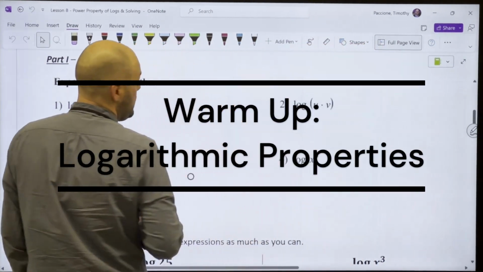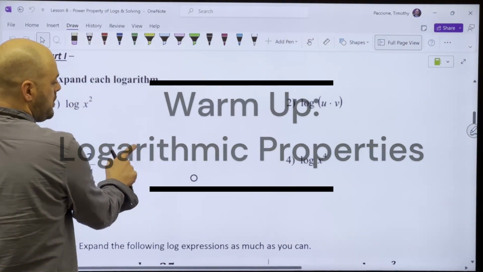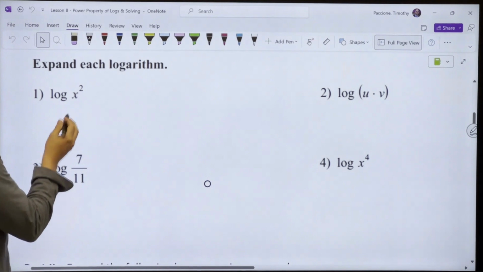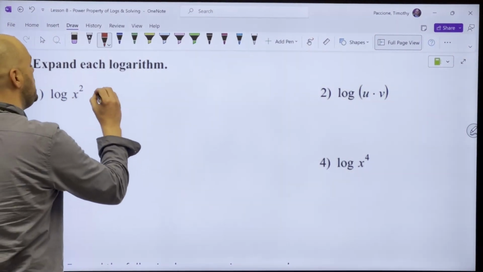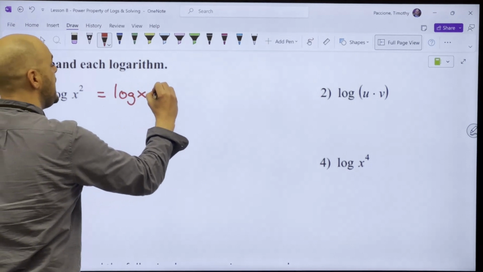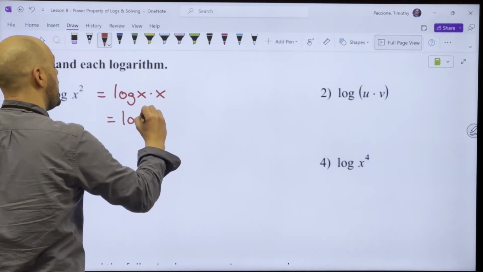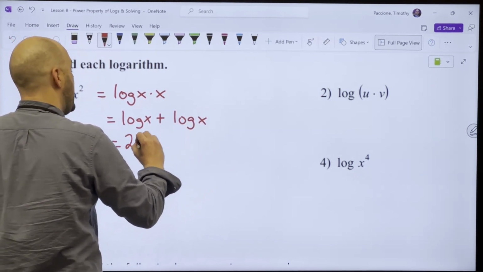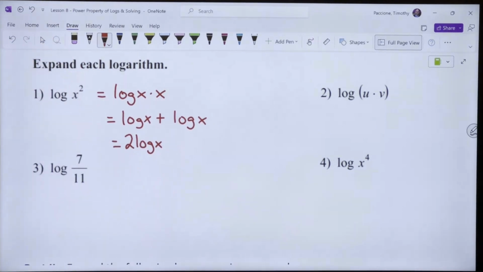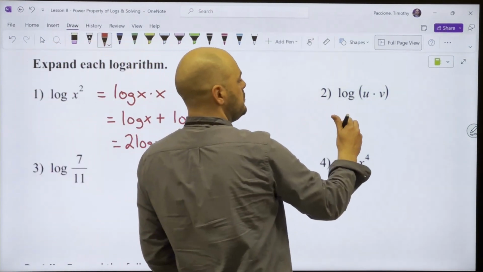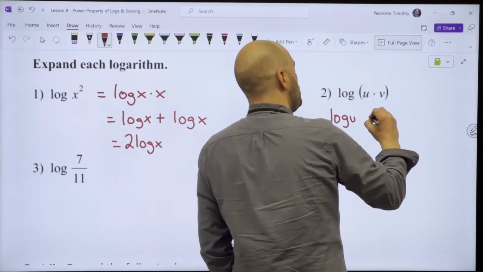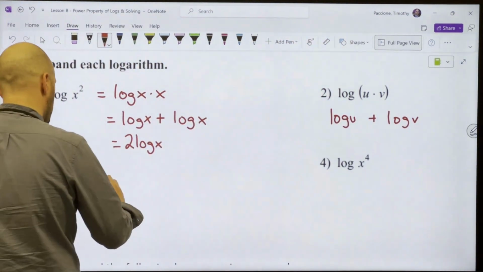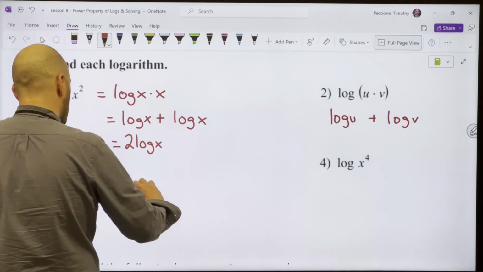So hopefully this warm-up is nice and easy for us now that we went over the homework, or at least 1 through 4. Okay, so 1, what do we recognize now that this is actually equal to? X times x, which is log of x plus log of x, right? Which is 2 log of x. Great. All right, this one, what is this one? Log u plus log v. Good. What about this one? Log 7 minus log 11. Perfect.